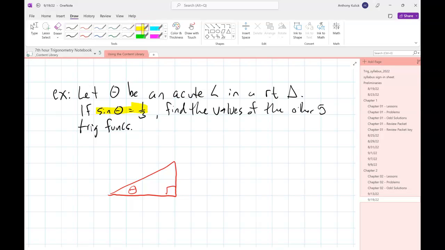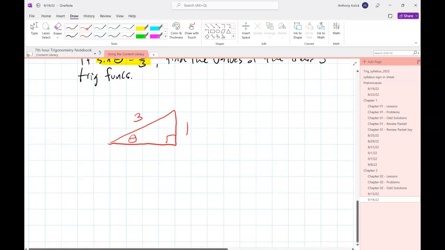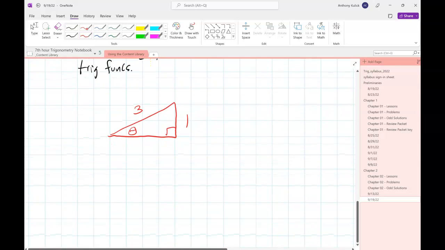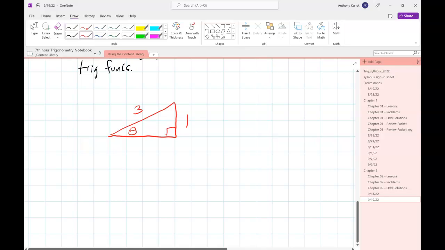Now, it also tells us that sine theta is 1/3. How am I going to use that? What sides would I label? Opposite and hypotenuse. So the opposite should be 1, and the hypotenuse should be 3. Everybody's cool with that? How would I find that third side, though? Pythagorean theorem.